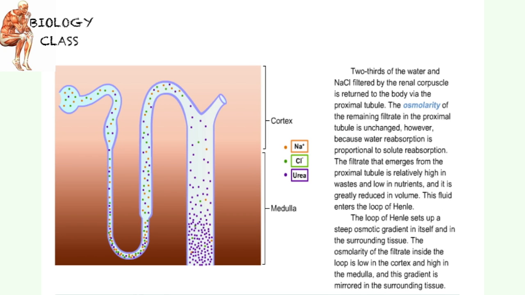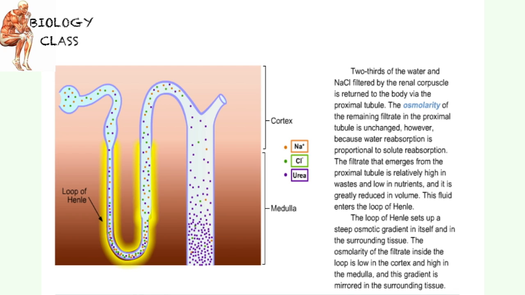2/3 of the water and sodium chloride filtered by the renal corpuscle is returned to the body via the proximal tubule. The osmolarity of the remaining filtrate in the proximal tubule is unchanged, however, because water reabsorption is proportional to solute reabsorption. The filtrate that emerges from the proximal tubule is relatively high in wastes and low in nutrients, and it is greatly reduced in volume. This fluid enters the loop of Henle.